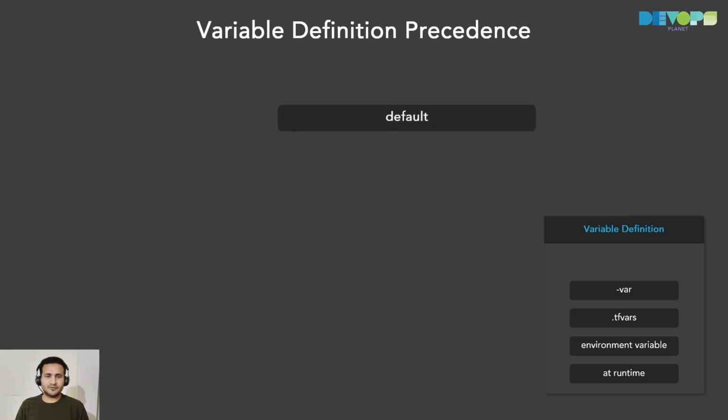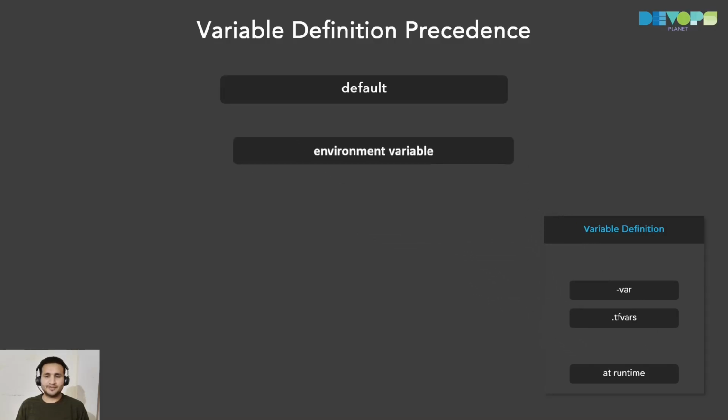So the first one is the default. As I have mentioned before, you can define the default value of the variable, and it will be overwritten if we define it in any other way. So if I have a definition in some other way, whatever value I am defining in the default will be overwritten. So that one has the least precedence, or least priority, I would say, when the definition comes into the picture.